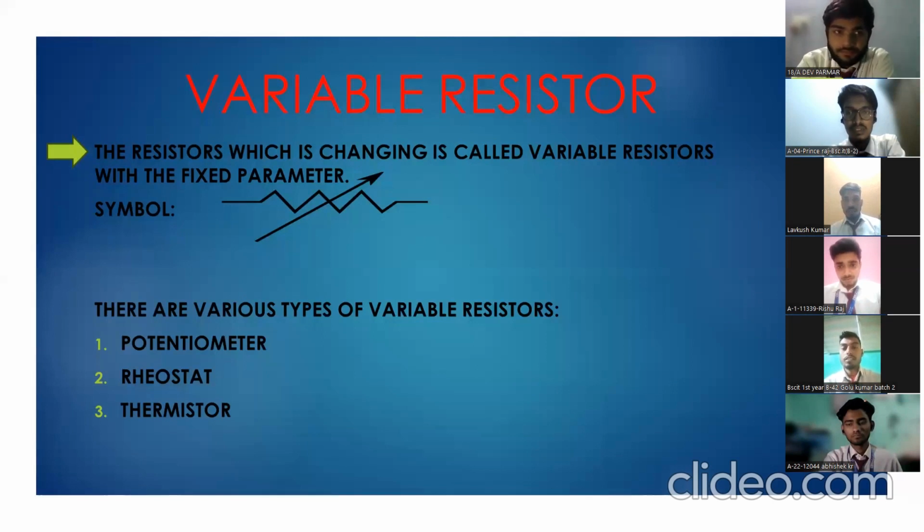Now I will discuss here variable resistor. The resistor which is changing is called variable resistor, with a fixed parameter. There are various types of variable resistors: potentiometer, rheostat, or thermistor.